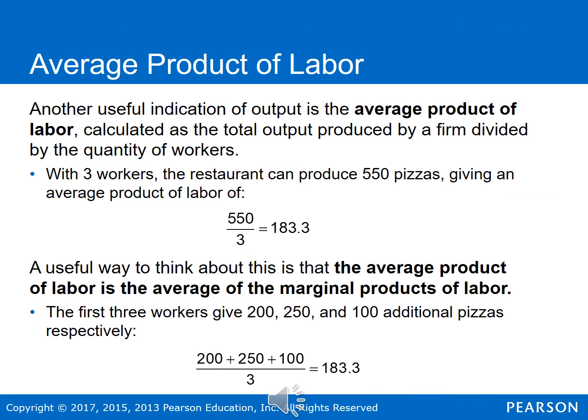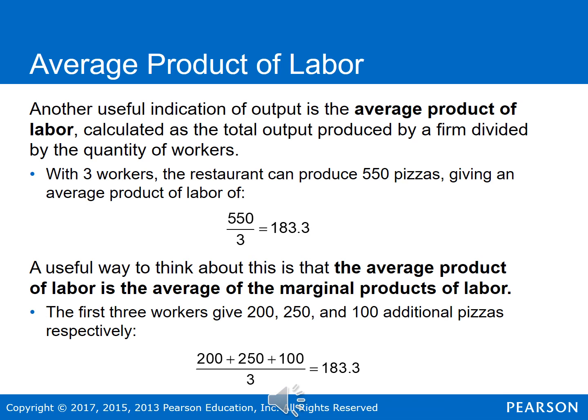Another way to look at output is finding the average product of labor, looking at total output divided by the number of workers. So if we have 3 workers producing 550 pizzas, the average product of labor is going to be 550 divided by 3. So that equals 183.3. Or using the marginal product of labor: if worker 1 produces 200, worker 2 produces 250, and worker 3 produces 100, add those up and divide that number by 3. And again, you're going to get 183.3.